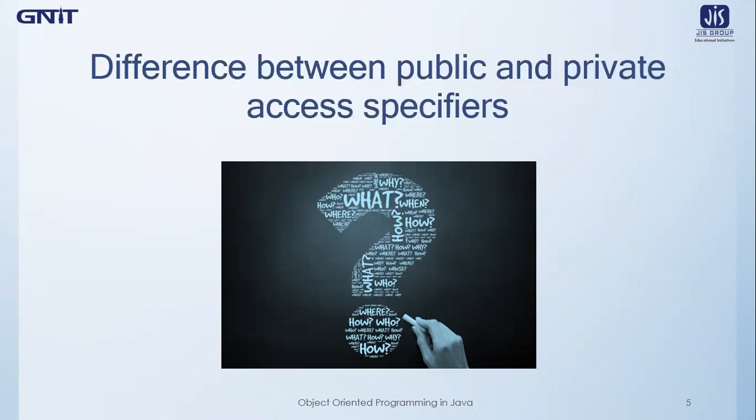If we don't write any access specifier, then Java automatically assumes that there is a default access specifier, and Java gives that particular variable or method or class the default access. Now today we will learn how private access specifiers can be used in a program and what are the differences between private and public access specifiers.